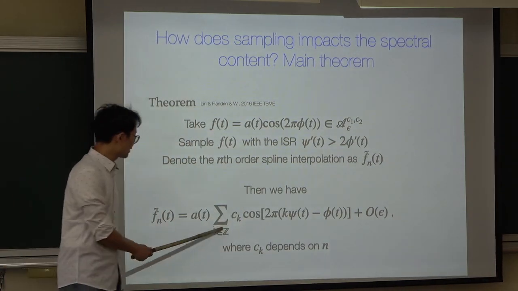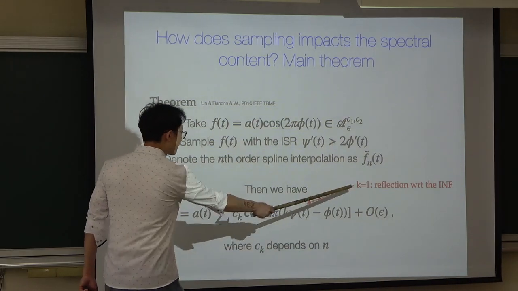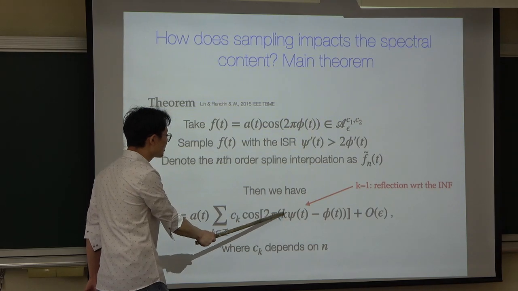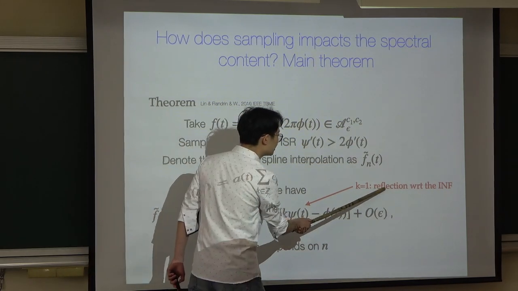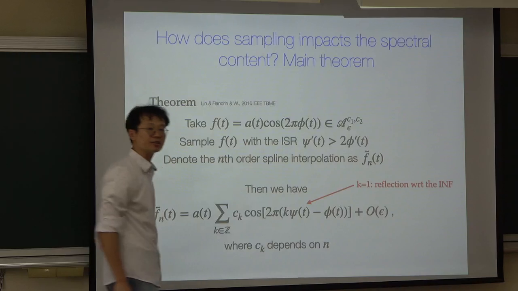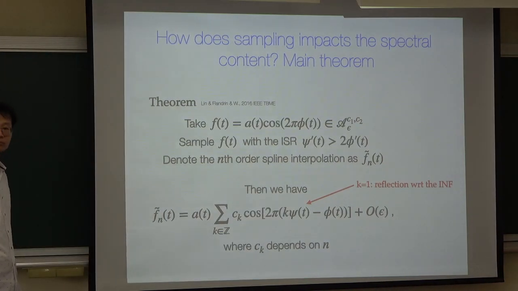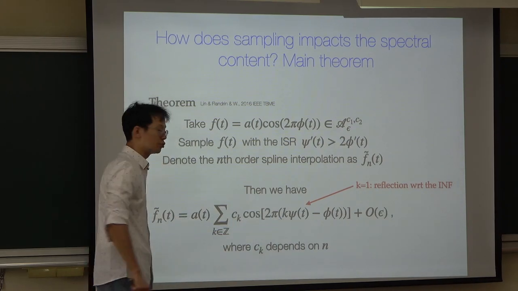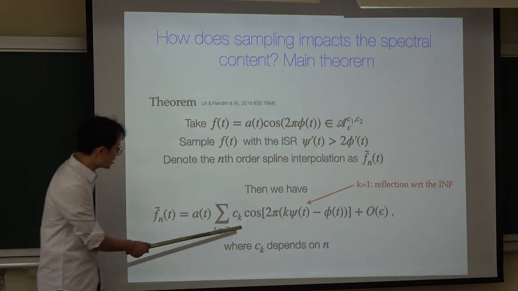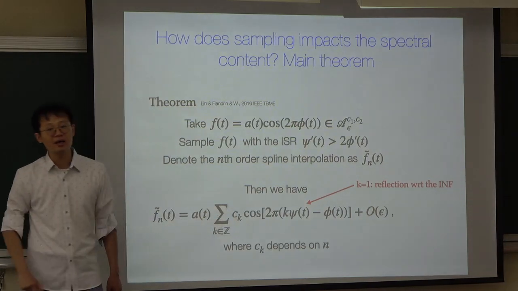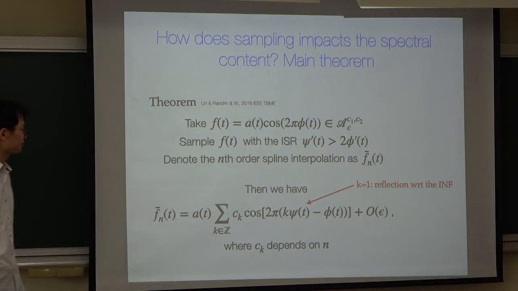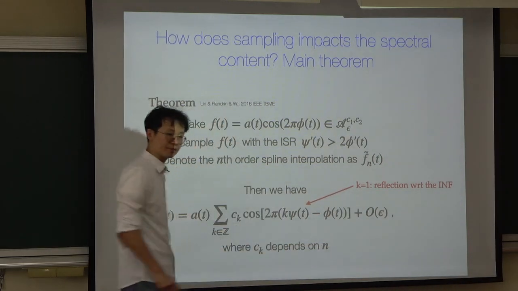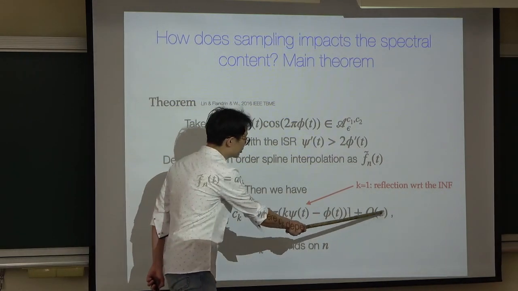But when k is 1, what you get is the reflection with respect to the instantaneous Nyquist frequency. And you will have greater k and so on. The c_k depends on n, and it decays relatively fast. And you will have some kind of order of epsilon approximation. That is why we need a slowly varying condition.